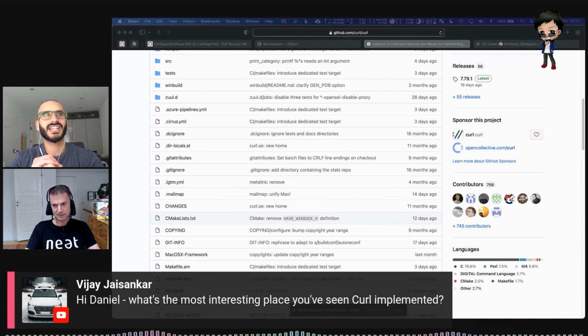What's the most interesting place you've seen curl implemented? That's a hard question to answer because curl is literally everywhere, right? So where isn't curl? I think one of my favorite devices, at least, is this kitchen mixer thing. I have a photo somewhere. It's a blender, I think, sort of for the kitchen with a little screen on it. It can bring up some recipes and show you how to cook food and stuff. And that little thing runs curl, and I like that.